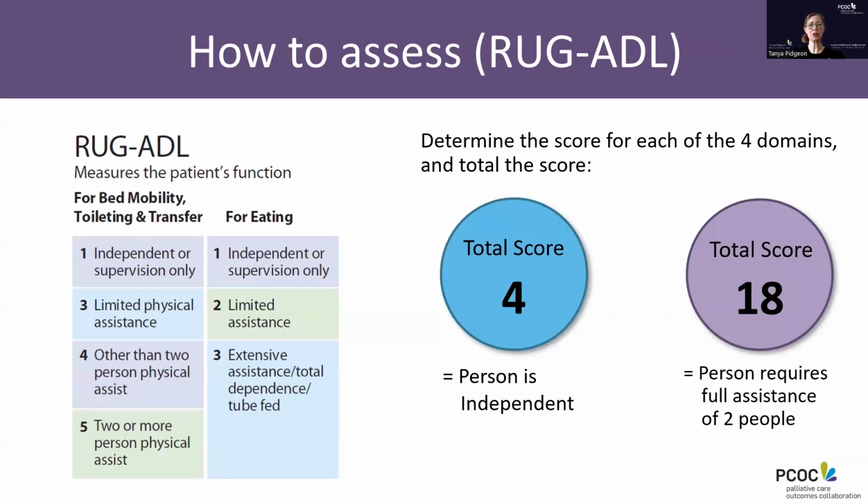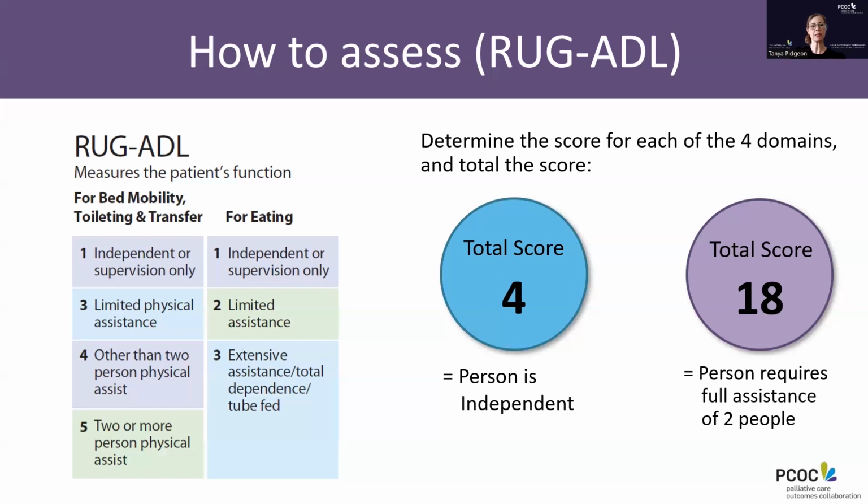To score the RUG, you first assign a score for each of the domains. For bed mobility, toileting and transfer, these scores are 1, 3, 4 and 5. 1 indicates that the patient is independent of their activities in that particular domain. For example, for bed mobility, they can adjust their position in the bed and they do not require any hands-on assistance. A score of 3 indicates that they require limited physical assistance to be able to perform the activity. With limited physical assistance, this means hands-on assistance of 1 person.